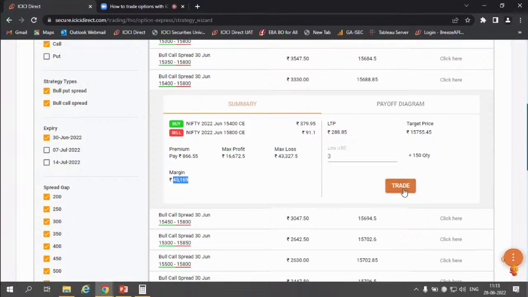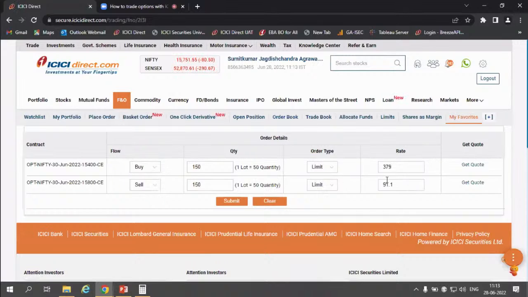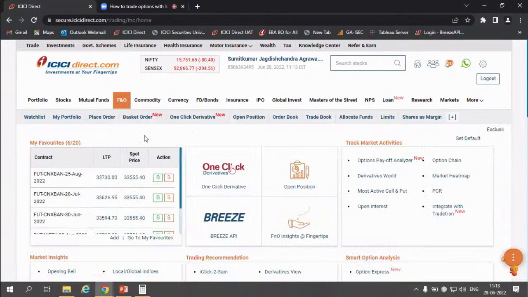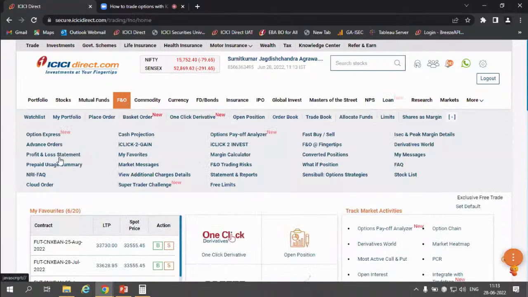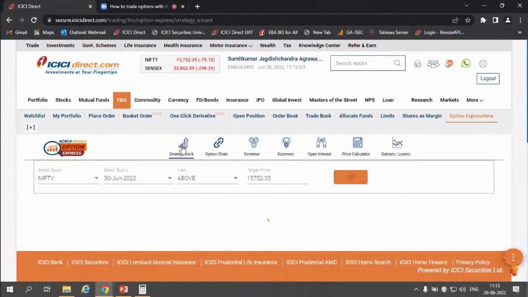Once you click on trade, you'll be able to simply submit the orders, and then your orders will get placed. Simply over here, you can even change whether you want to go with the market or with the limit, right? If I submit the market, the price will go through. So let me just clear this here, and then I will click on option express again. Okay, and then I will click on strategy deck again.